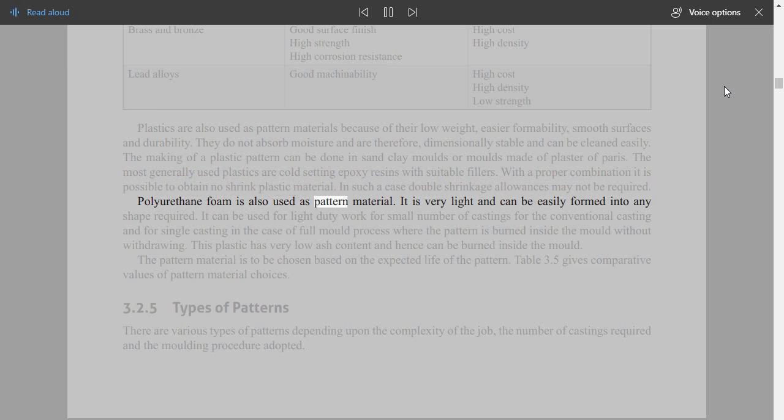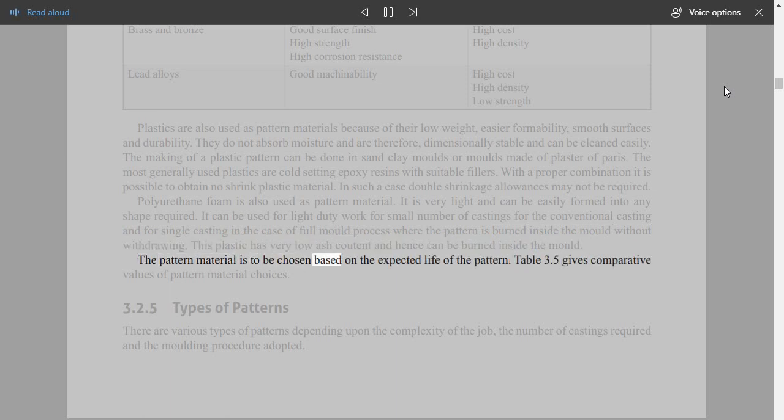Polyurethane foam is also used as pattern material. It is very light and can be easily formed into any shape required. It can be used for light-duty work for a small number of castings for the conventional casting, and for single casting in the case of full mold process, where the pattern is burned inside the mold without withdrawing. This plastic has very low ash content, and hence can be burned inside the mold.